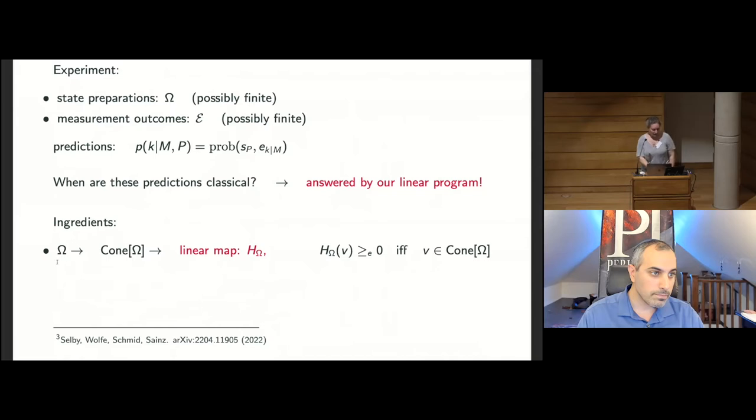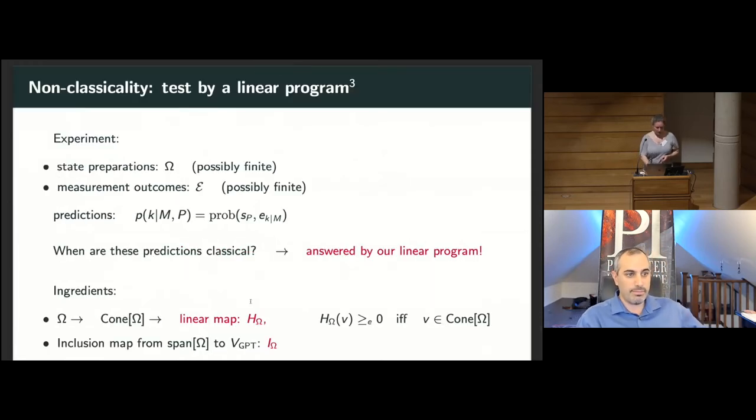So you start with the set of states that you can prepare in your experiment. Those actually live in a particular cone. And you define a linear map that tests membership in this cone. Mathematically, it is a linear map that, when you apply it to a vector, gives a vector of all non-negative entries if and only if the original vector belongs to this cone.